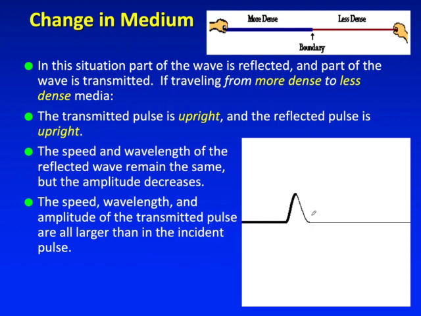But if you're going from more dense to less dense, the reflected pulse is on the same side. The transmitted pulse is larger in amplitude. It's traveling faster, so its wavelength is also larger as well.